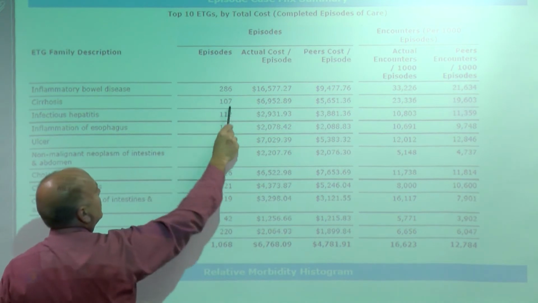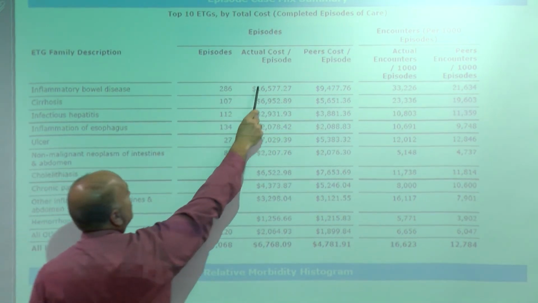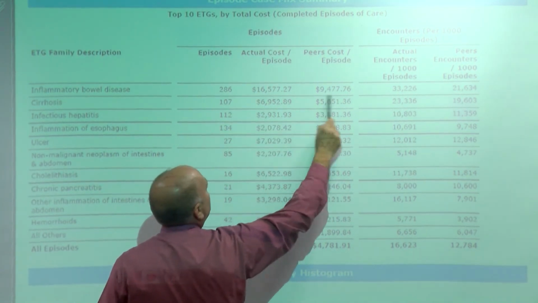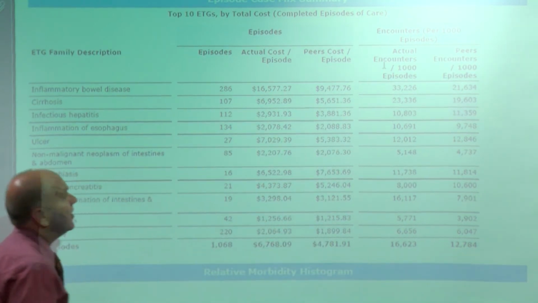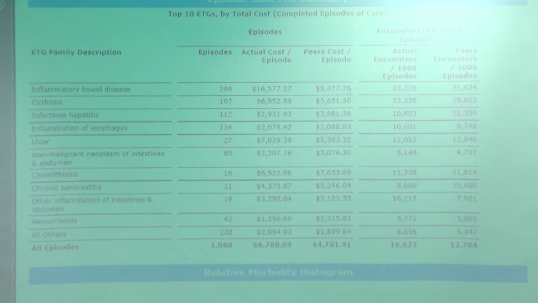But anyway, 286 episodes, 107. Here's the actual cost. Here's the peer cost. What do you see there? The actual cost is $6,000, $7,000 higher than the peer cost for inflammatory bowel disease. It's higher for cirrhosis. It's lower for hepatitis. It's about the same for inflammation of esophagus. It's higher for ulcer. So you can kind of get a picture of what's going on.